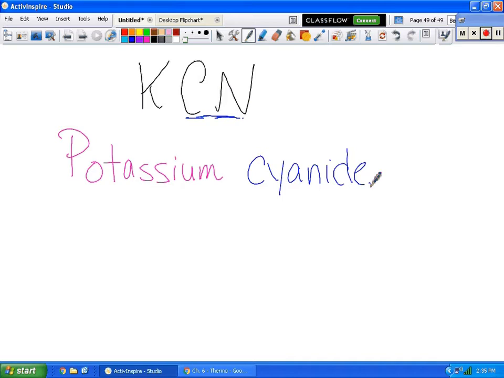Yes, this stuff will kill you. Okay? That is a poison. Yes, that is a poison. Well, cyanide is the ion. It's got to be hooked up with something else. Cyanide is the poison, but you can't just have pure cyanide. It has to be in a compound.